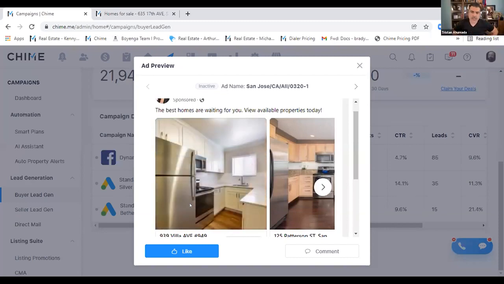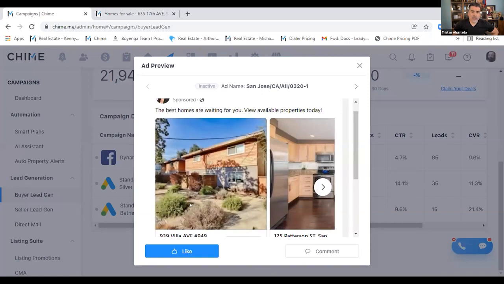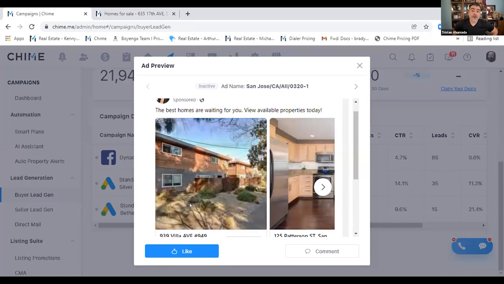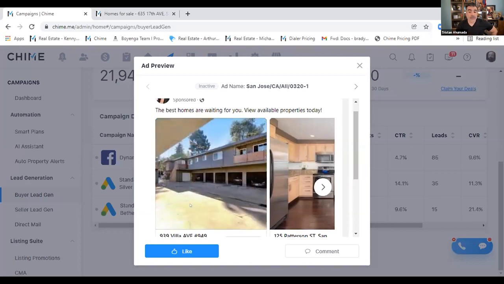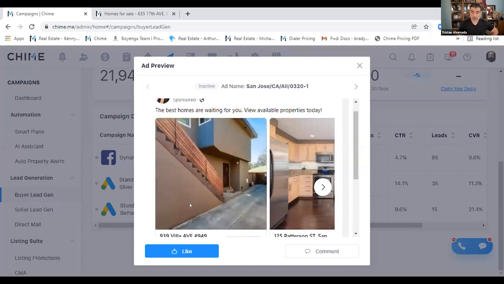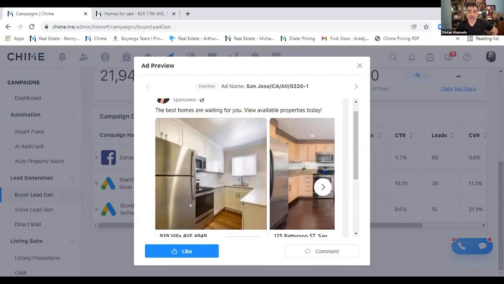Quick question. It's an isolated situation, but maybe somebody else is experiencing it too. It's from Ryan. It says, what if our Facebook page is restricted from running ads? Are the ads run from Chime's ad account or from ours? And if it's ours, do we need to create a new page in order to run it?